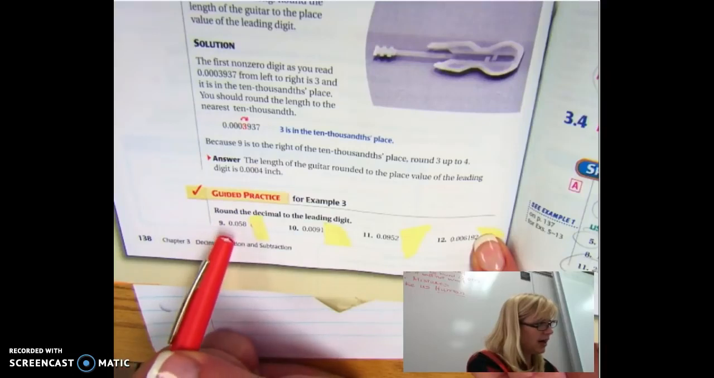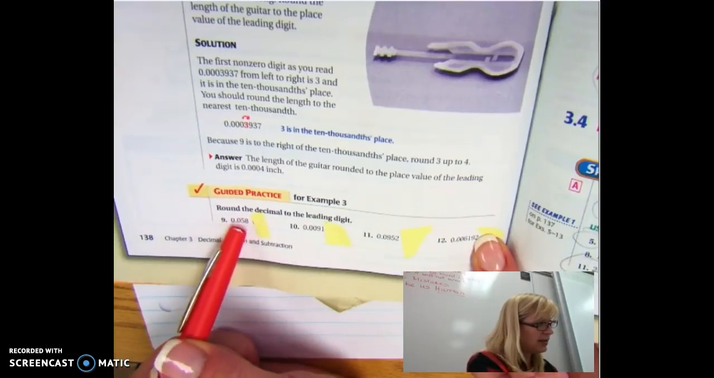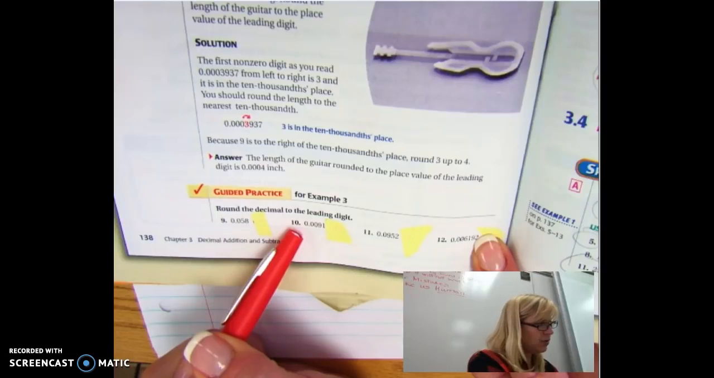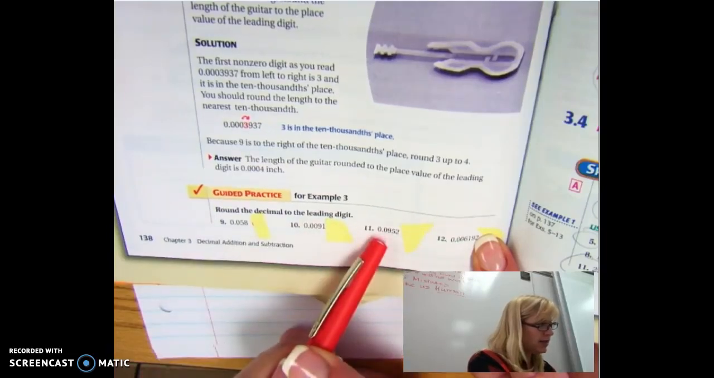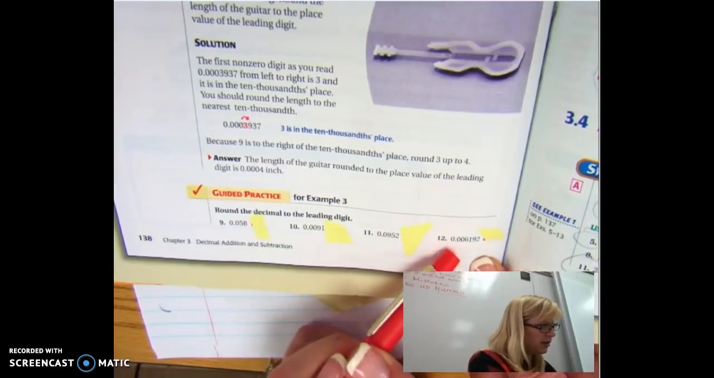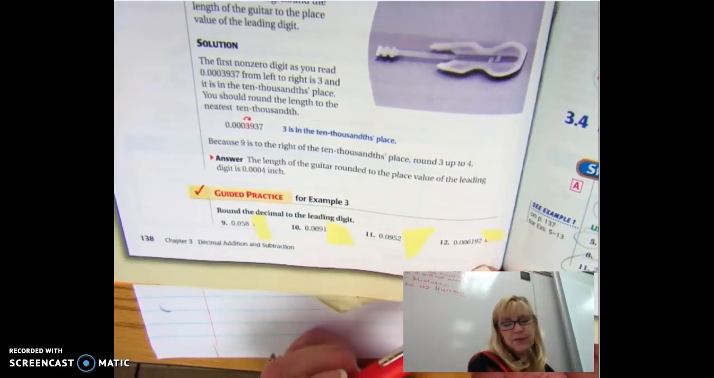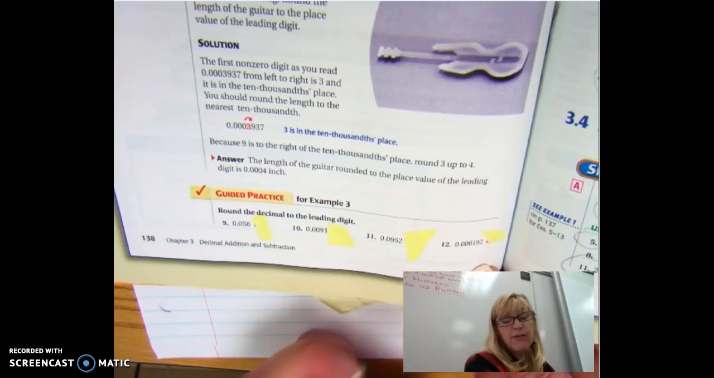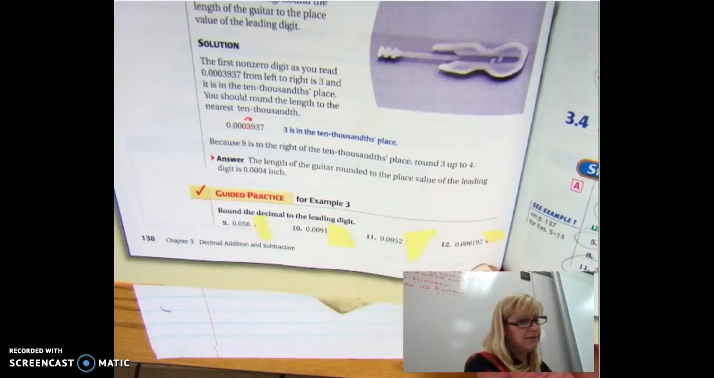So pause right now. The first one is 0.058. Number 10 is 0.091. 11 is 0.0952. And 12 is 0.006192. Round to the place value of the leading digit.